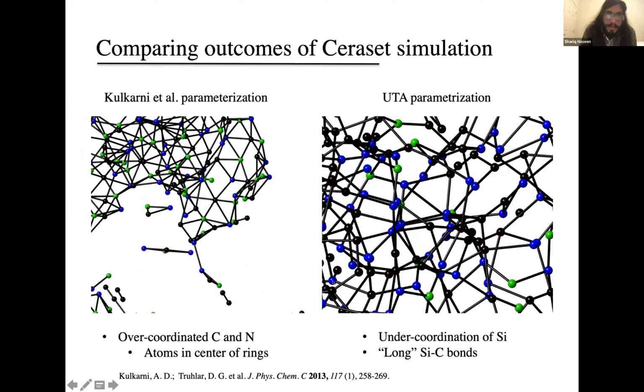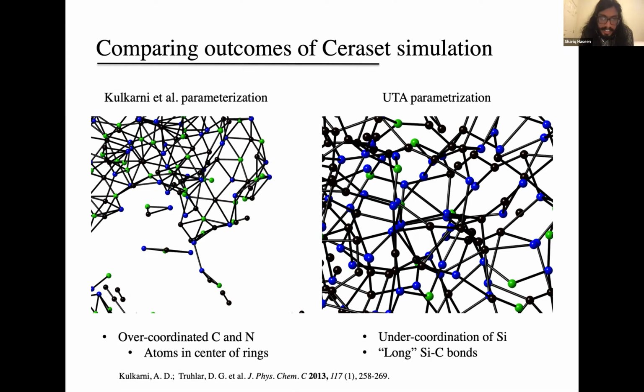Okay, so now we compare the outcomes of the two parameter set simulations that we've done. On the left is going to be a zoomed in view of the agglomeration that forms with the Kulkarni parameter set, and on the right is going to be our UTA parameter set. That's all I'll refer to it as. So if we take a look at local coordination on the left, we have a lot of issues. We have over-coordinated carbon and nitrogen. Some weird things where nitrogen is in the center of 6-membered rings.